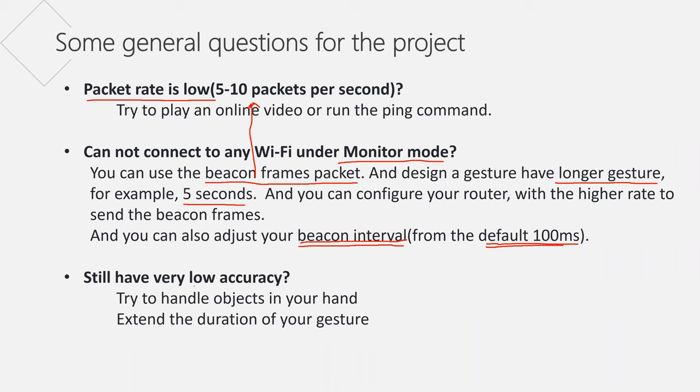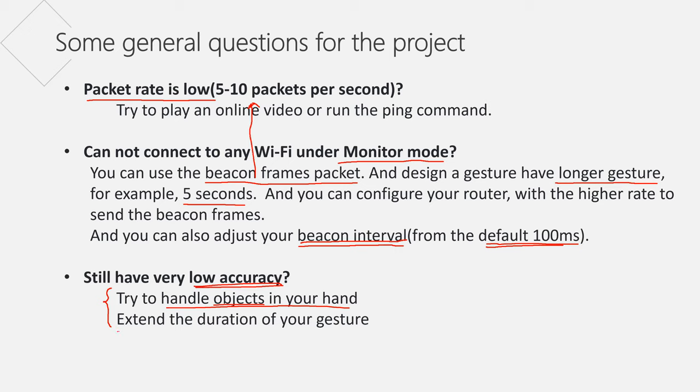And if you still have a very low accuracy after a lot of attempts, then we will have some flexibility that you can try. The first one is to try to handle objects in your hand. I recommend you have some metal in your hand to do the gesture recording. This way it may be easier to distinguish the difference between gestures. But if you can do it without the objects, that will be excellent.